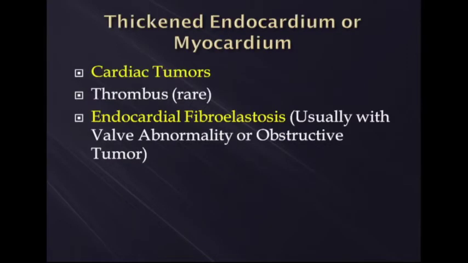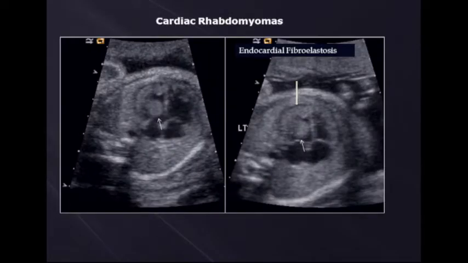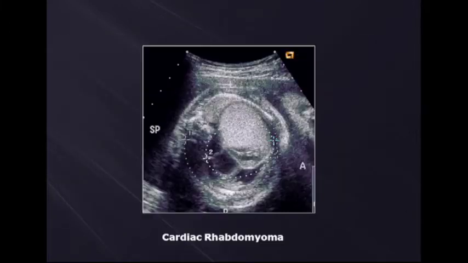Ventricular thickness, well, you can have cardiac tumors. Thrombus would be rare. Endocardial fibroelastosis is rare but not uncommon. Here's a case that actually has both, and if you look here, you can see there is a cardiac rhabdomyoma. In addition to that cardiac rhabdomyoma, there's endocardial fibroelastosis. So that heart muscle becomes thickened because it's trying to pump against something and it's having a very, very tough time. So it basically hypertrophies in this case.